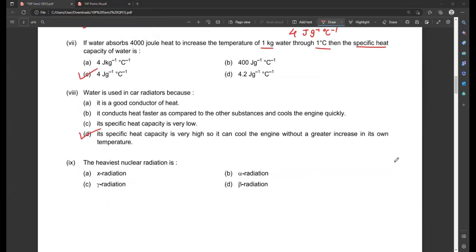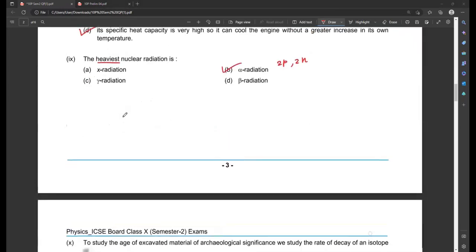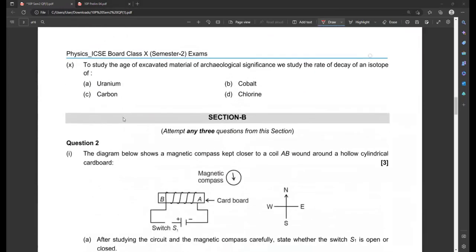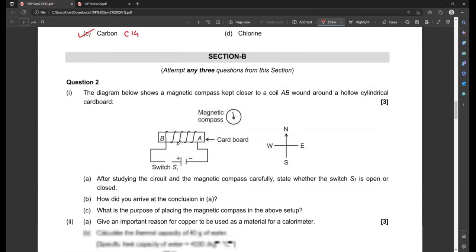The heaviest nuclear radiation in this would be alpha. Alpha is heaviest. Nothing comes closer to this. Gamma has 0 mass. Beta is an electron, but an alpha particle has 2 protons and 2 neutrons, so that is definitely much, much heavier. Then to study the age of excavated materials, we use an isotope of carbon. So carbon-14 is what is used.